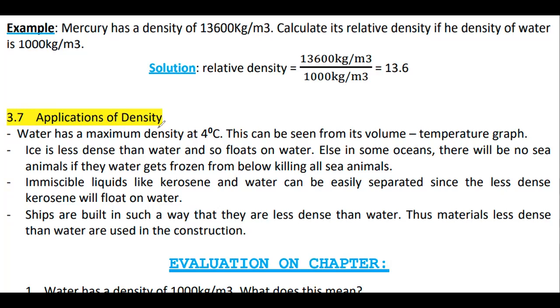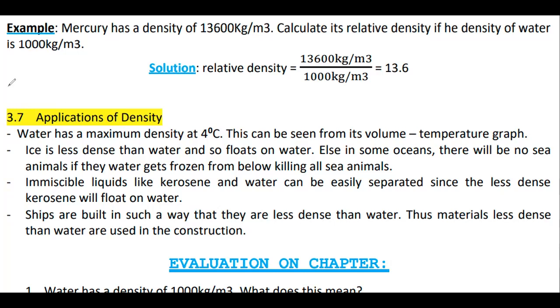Now, ice is less dense than water and so it floats on water. Otherwise, in some oceans there would be no sea animals if water froze from below. If ice were at the bottom of the water, the animals would surely die. But since the ice is on top, they can still live below, where the water is still warm, and they can still be alive.